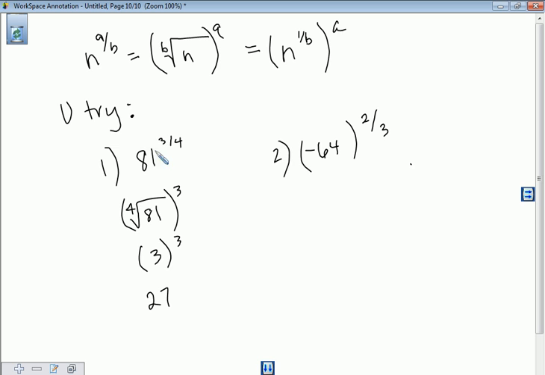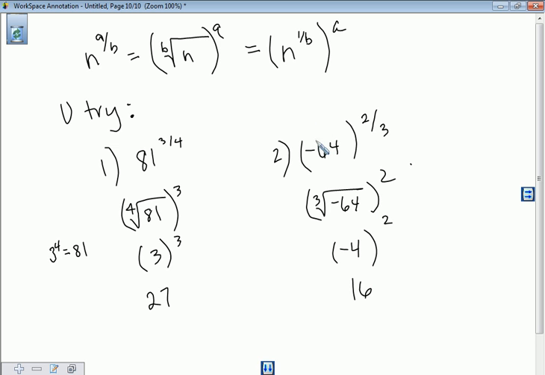Okay. So the first one, 81 to the 3/4, is the 4th root of 81. And the 4th root of 81 is 3, because 3 to the 4th is 81. And 3 cubed is 27. Okay, this one is the cubed root of negative 64 squared. The cubed root of negative 64, guys, is negative 4. And negative 4 squared is 16.